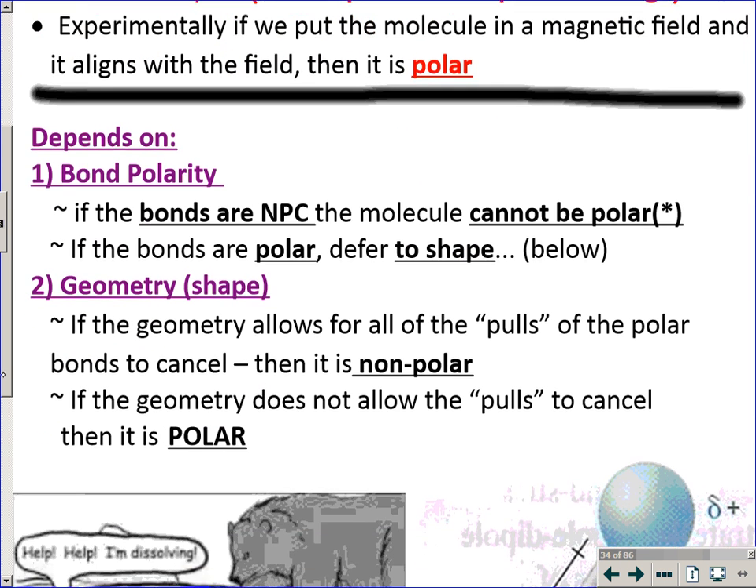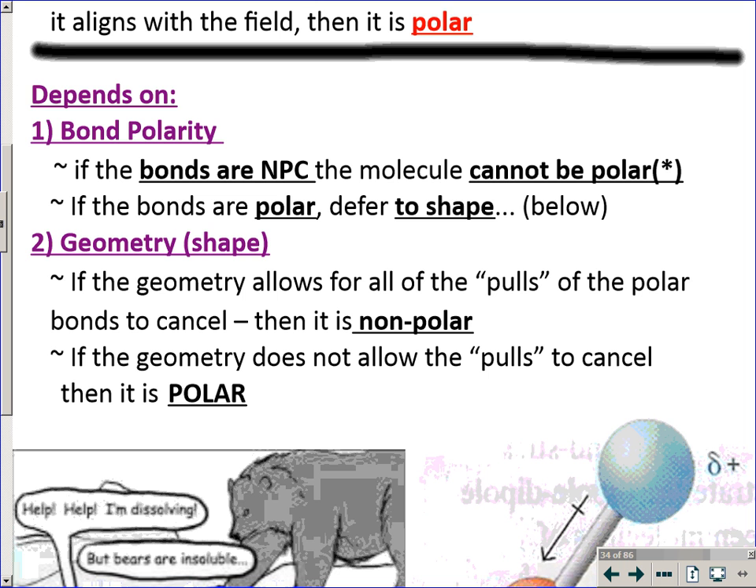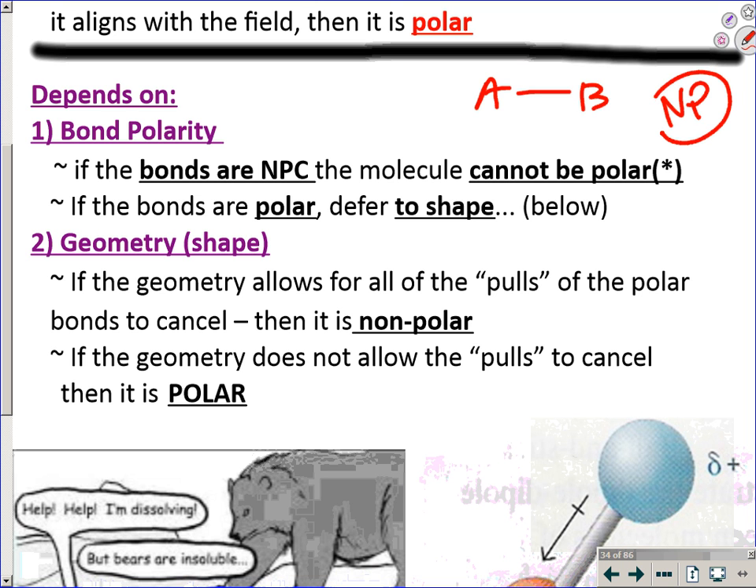And like we just did with that exercise, we looked at the bond polarity and the shape. With the bond polarity, I put a little asterisk here because there's a consideration. If it's nonpolar, NPC, you guys know that means nonpolar covalent. If the bonds are nonpolar covalent, generally, like A to B, there would be no dipole moment. There's no partial negatives, no partial positives, so it's just nonpolar. The molecule itself is nonpolar because there's no weird charge comparison here. So that's generally the rule.